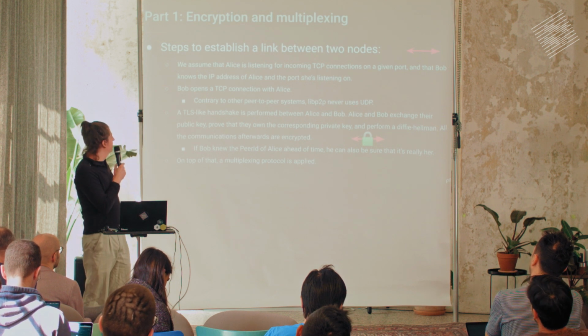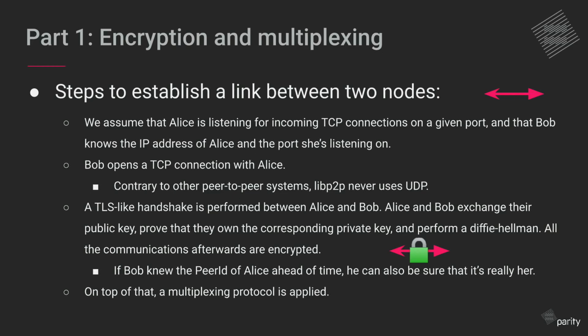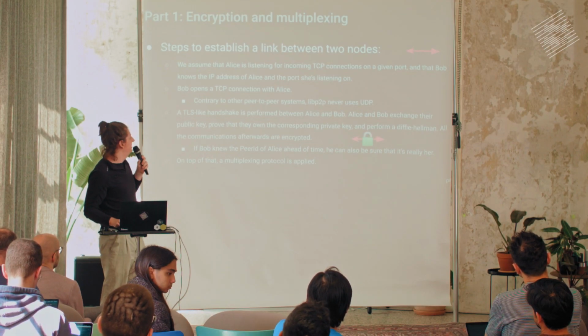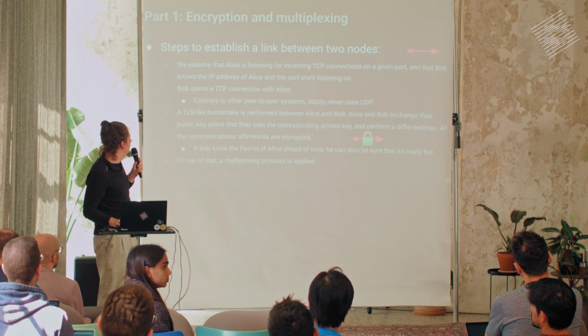So let's see how it works in practice to establish a connection between two nodes. Imagine that Alice is listening for incoming TCP connections, and Bob knows the IP address of Alice. Bob dials a TCP connection to Alice. Small note here: libp2p only uses TCP and not UDP, contrary to lots of other peer-to-peer systems.